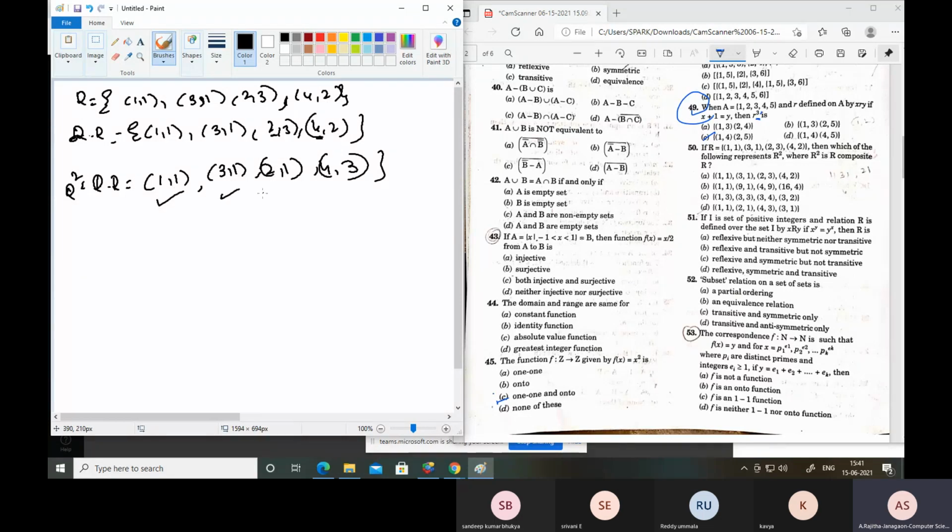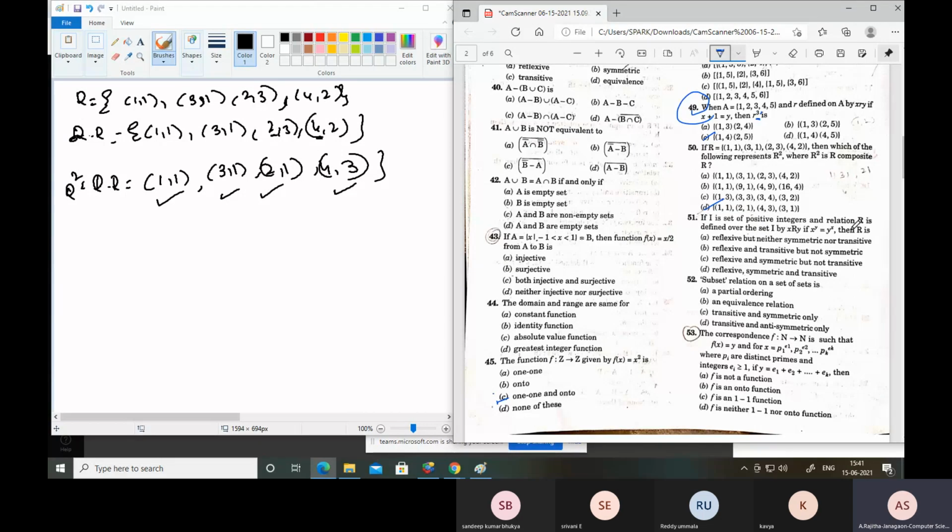1 1, 3 1, 2 1, 4 3. 1 1, 3 1, 2 1. 1 1, 2 1, 4 3, 3 1. So this is what it is, the third. Okay. Coming to the 51, if I is a set of positive integers and relation R is defined over set I by x to the power of i equal to y to the power of x. So this is what 51, that is D.